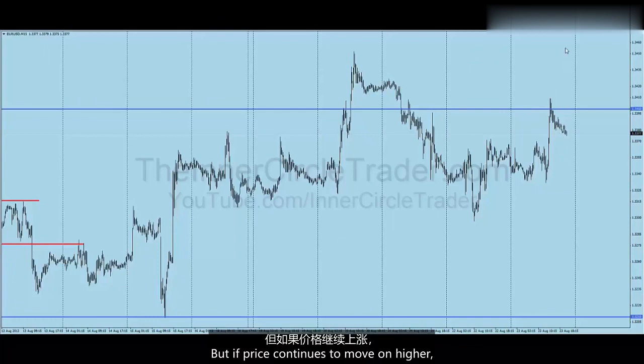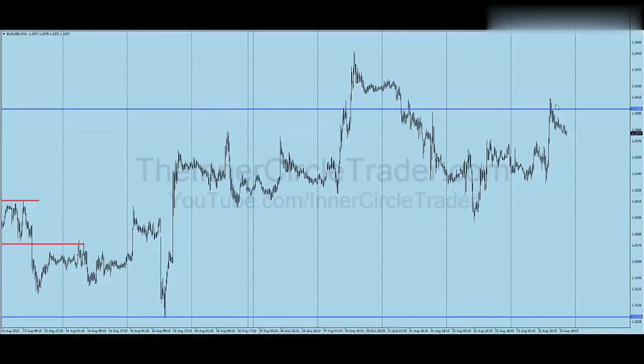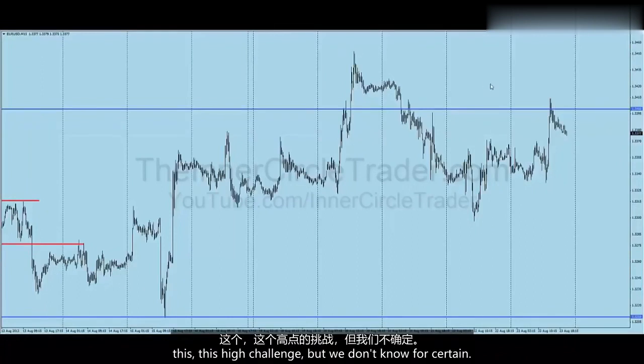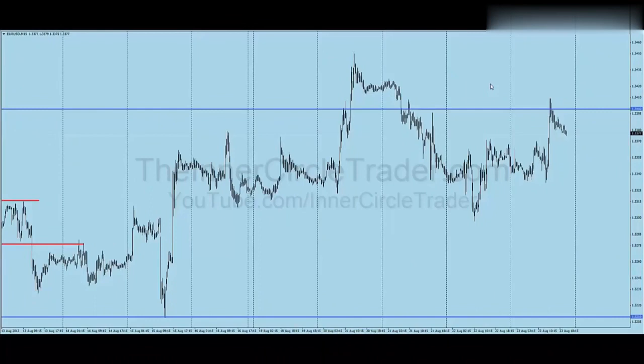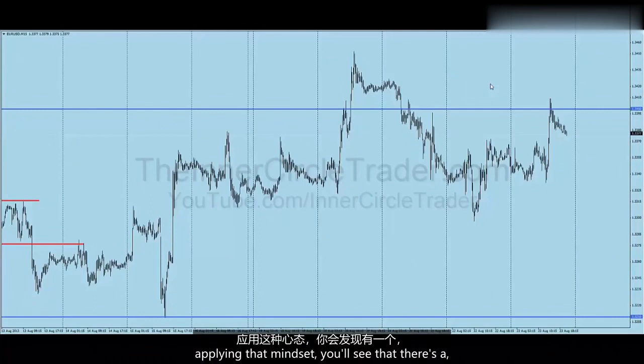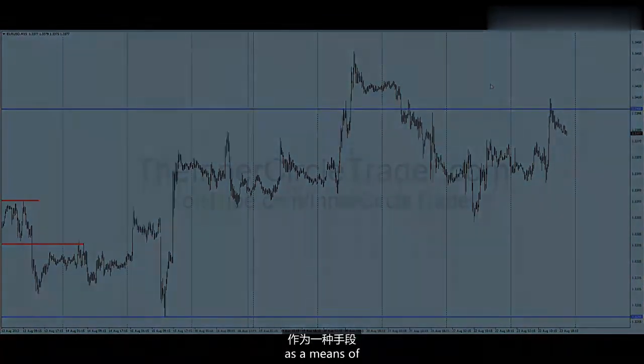But if price continues to move higher, then we can assume that this is a very solid swing low that's formed, and we could see this high challenged. But we don't know for certain. We just look for confluences of support and resistance with a bias in mind, and then trade on that. And overall, by consistently applying that mindset, you'll see that it's a means of finding consistency in your trading.